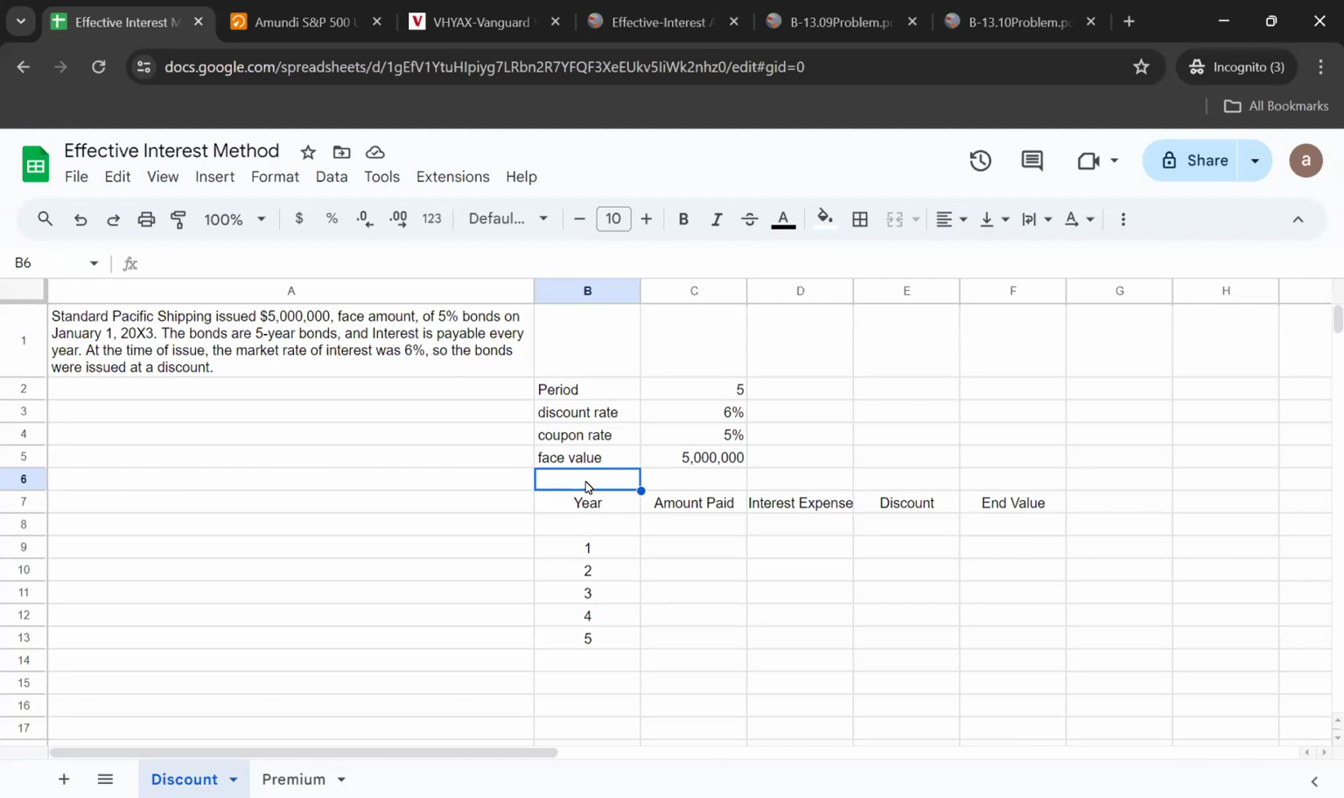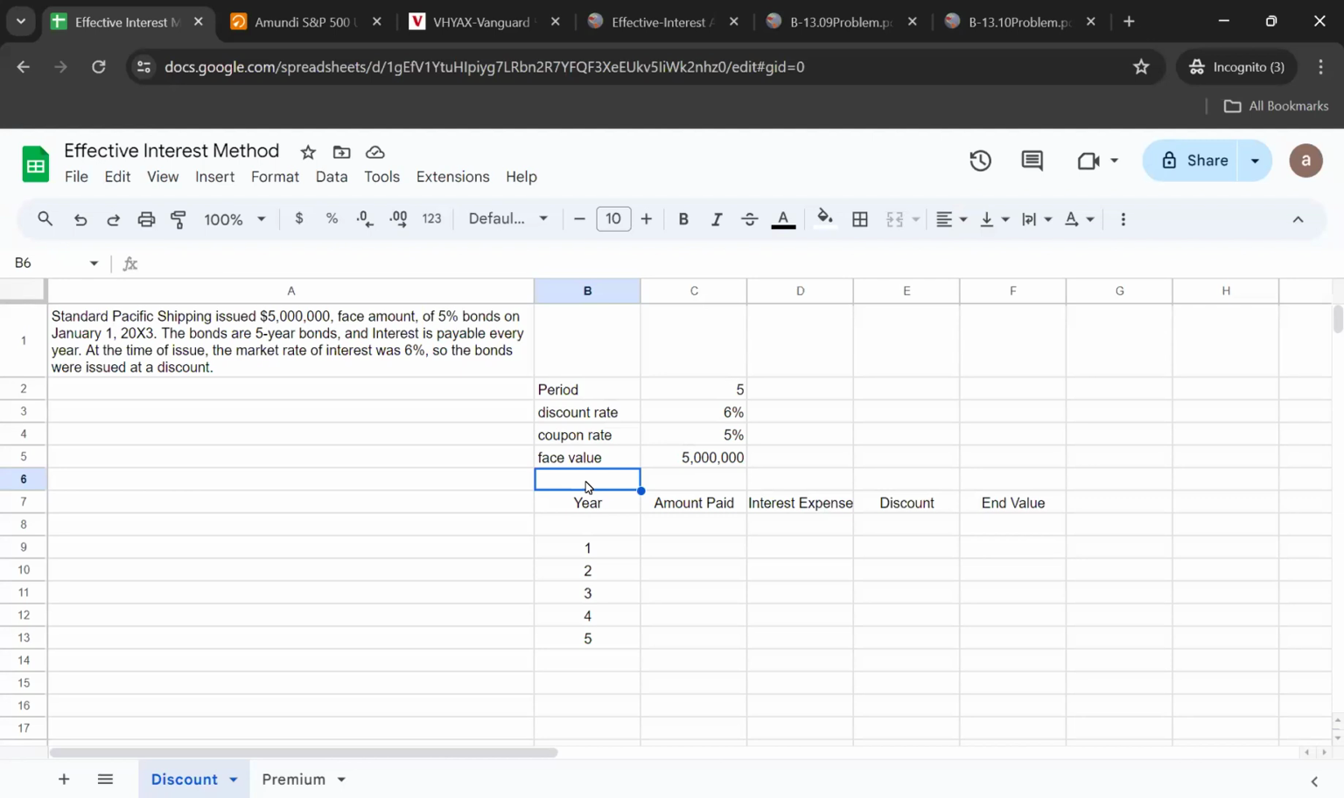Now, most of the time, in this question, I already stated that the bonds are issued at discount, but you need to understand what discount and premium mean here. By discount, it actually means that it was issued at less than $5 million, right? So the cash received by the company, which is Standard Pacific Shipping, is less than $5 million actually, and we will calculate that number too, and you will see that that number would actually be less than five million dollars.